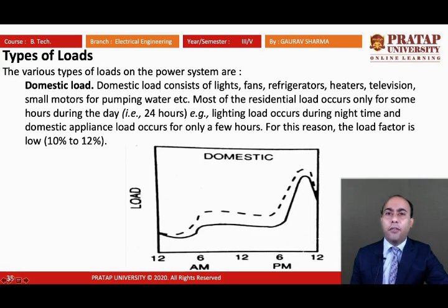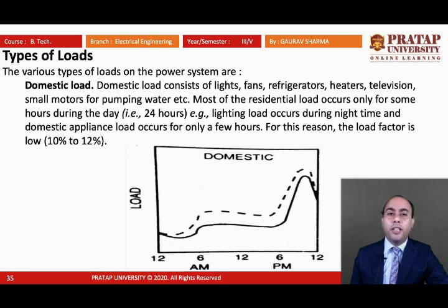Now we have different types of load. First is the domestic load. The domestic load consists of lights, fans, refrigerators, heaters, television, small motors, pumps, small household domestic pumps, etc.